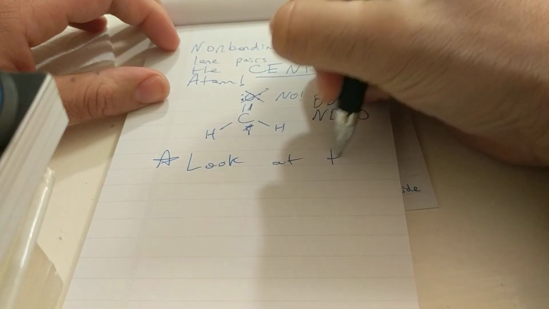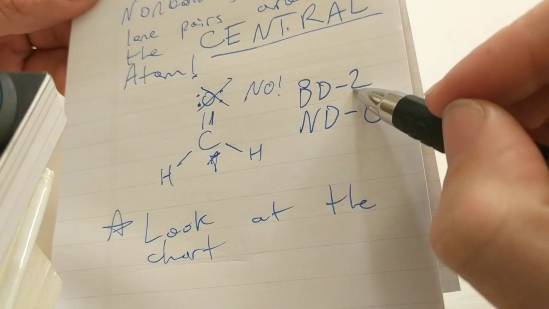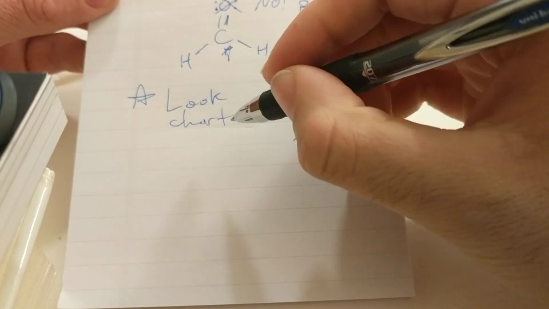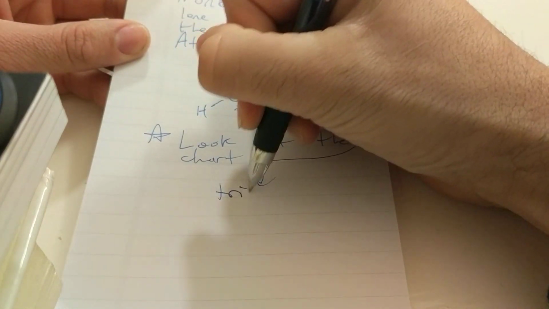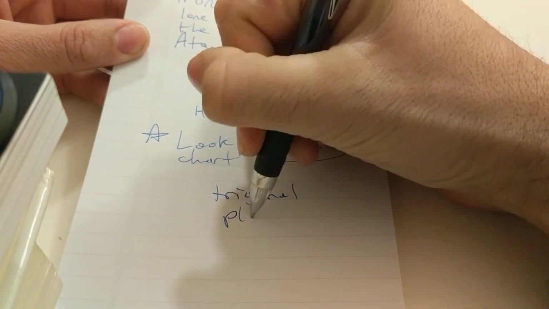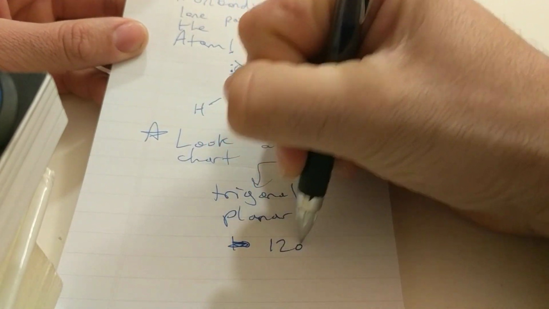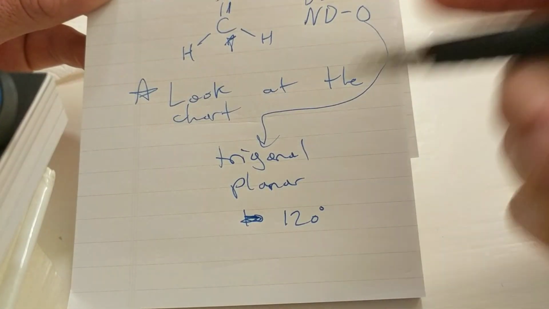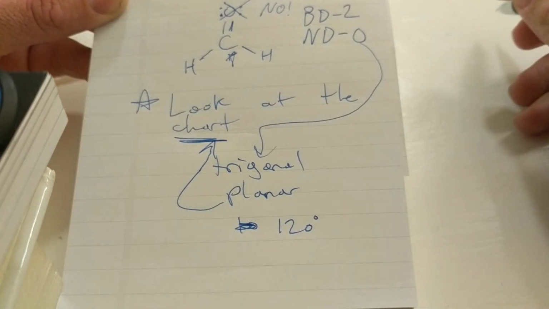You look up for 2 bonding domains, 0 non-bonding domains. Pretend like it's a menu, like you're ordering off at a restaurant. And you say, what does that mean? Well, this one happens to be trigonal planar. And the bond angle is 120 degrees. You just read it off the table. Look at the chart, y'all. That's it. All this stuff came from right there.